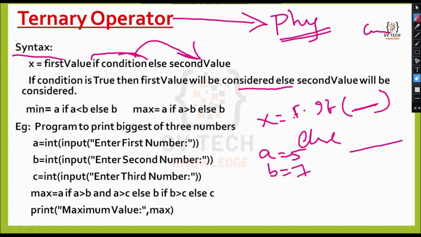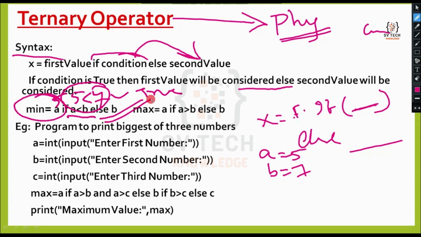So in this example, minimum equal to a. What is the value of a? 5. And what is the condition? 5 less than 7. So is the condition true? Yes, true. Why? Because 5 is less than 7 only. So the answer will be the first value, otherwise it will be the second value.